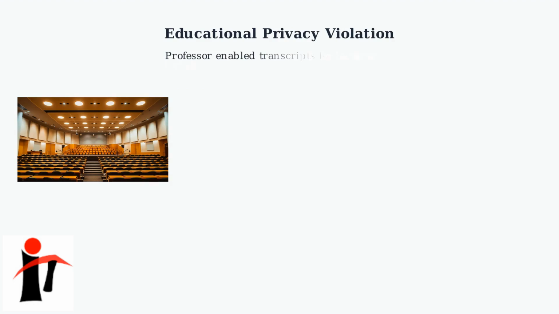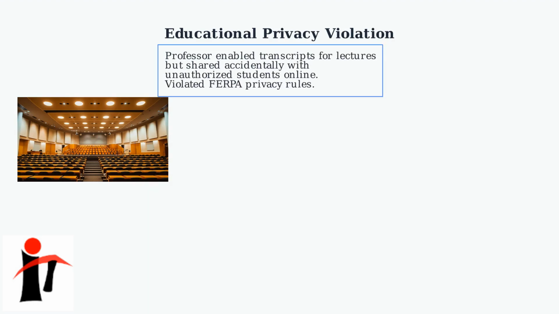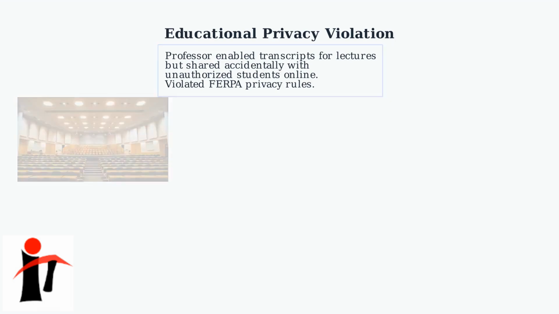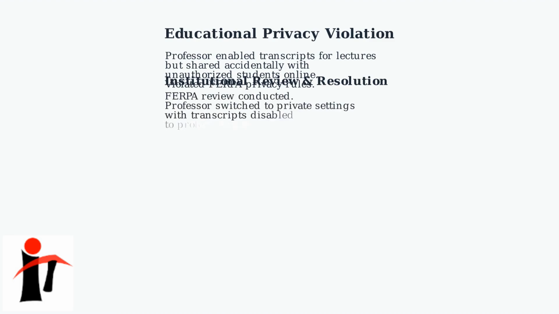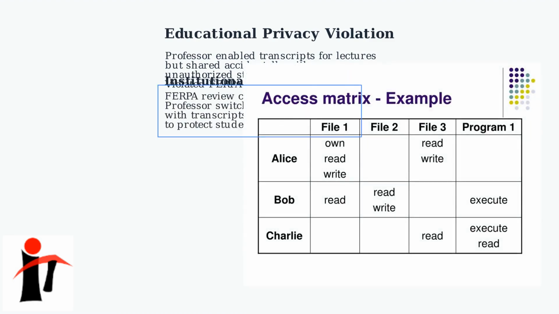In an educational setting, a university professor recorded lectures with transcripts enabled for accessibility purposes, but accidentally shared them with unauthorized students during an online session. This incident triggered an institutional review under FERPA privacy regulations. The professor subsequently switched to private settings with transcripts disabled to protect student privacy and avoid future violations.